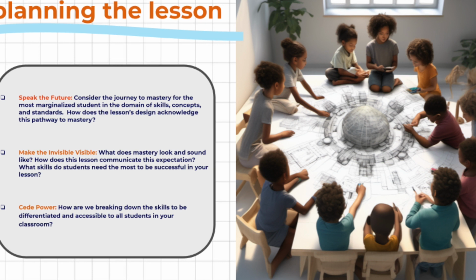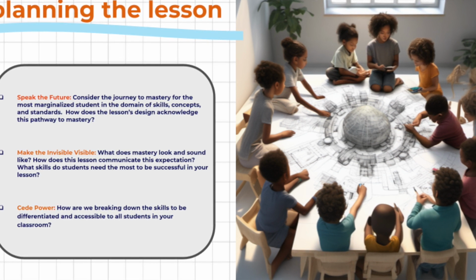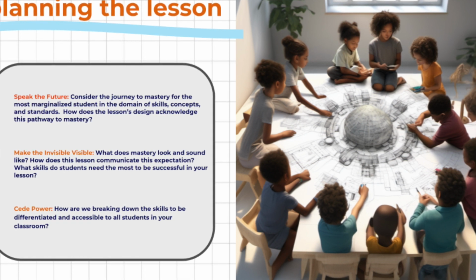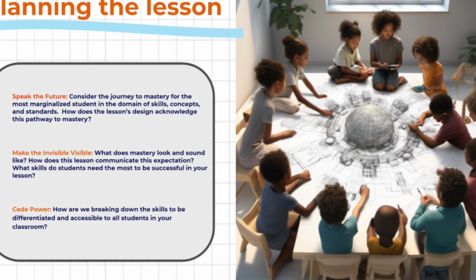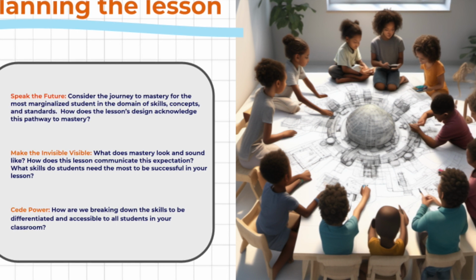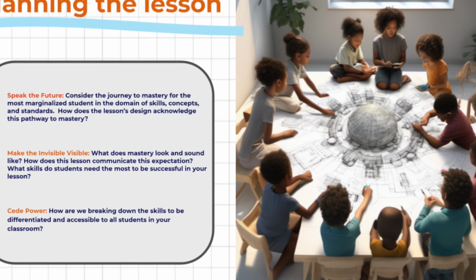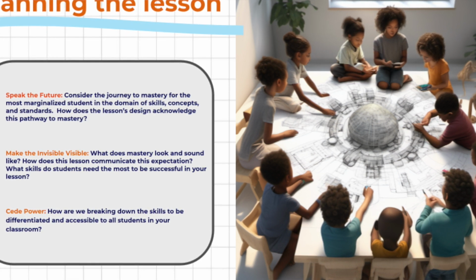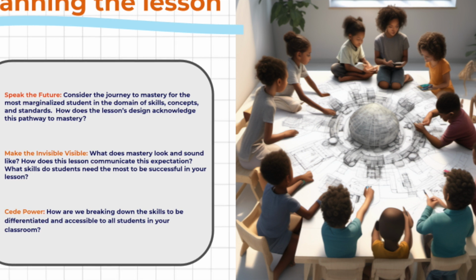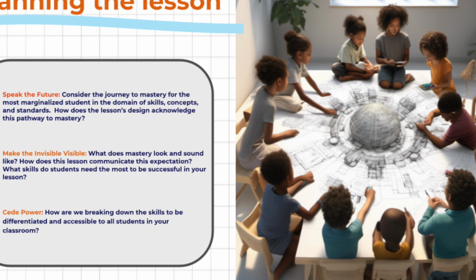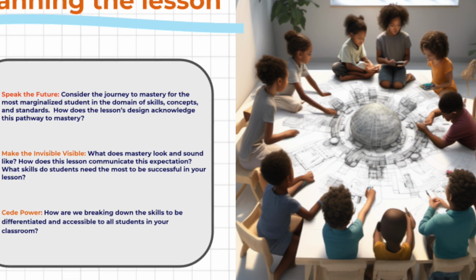Make the invisible visible. What does mastery look and sound like? How does this lesson communicate this expectation? And what skills do students need the most to be successful in your lesson? Just thinking through those as you're going along. And then finally, seeding power. How are we breaking down the skills to be differentiated and accessible to all students in your classroom? Over the next 6 to 7 months, we'll talk about different kinds of questioning that allow us to make sure that students can access the material, especially whatever your end goal is in that lesson.